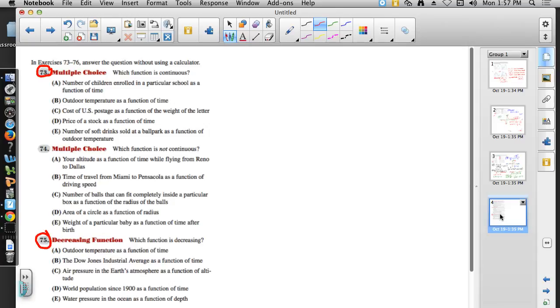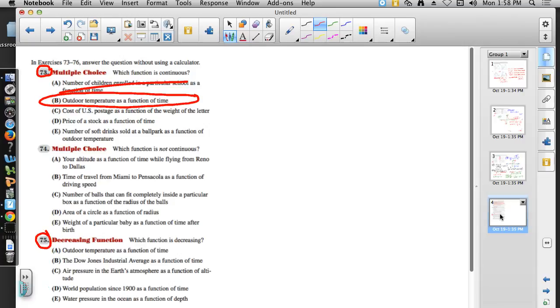So A says number of children enrolled in a particular school is a function of time. You're going to have jumps. I mean, pardon me, students leave the district, students come in, that's going to be a jump. B, outdoor temperature is a function of time. Well, from 1 second to the next, can we have a change in temperature that would be a drop? Probably 1 second. But when you think about it as a continuous thing, that's what temperature is. I mean, it just continues to drop or it continues to increase. So this would be best guess right now, but we need to read through all of these.